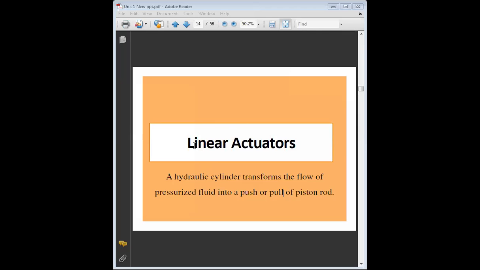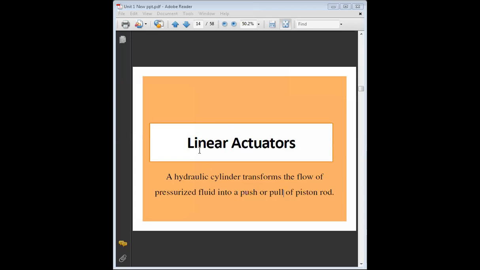Flow of pressurized fluid is going to transfer into what? What will it convert into? Flow of pressurized fluid means hydraulic energy. Into what will the actuator convert it? Mechanical energy.